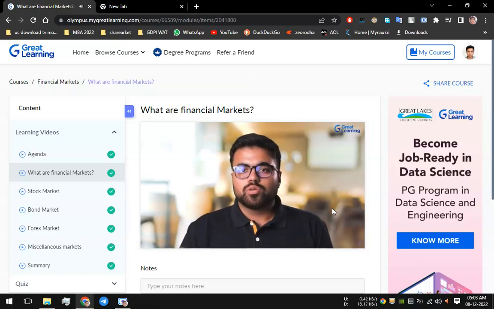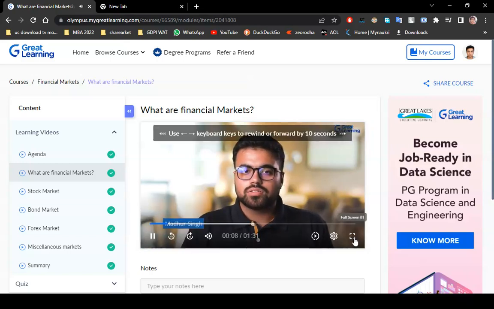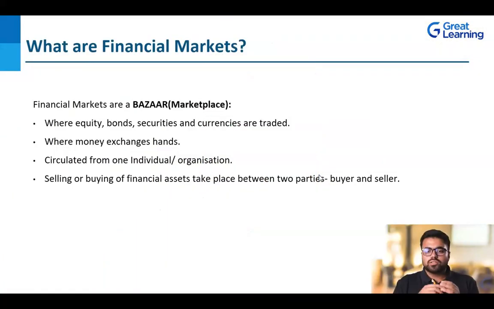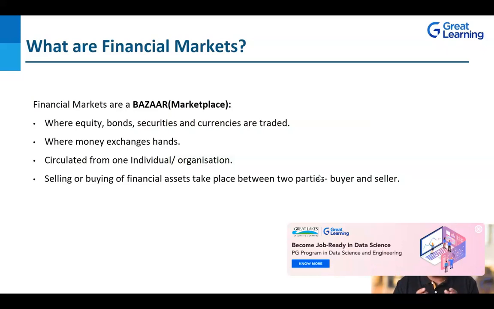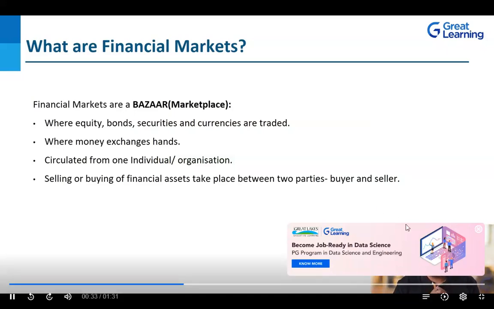So we'll start off by knowing what exactly are financial markets. We can consider financial markets as a marketplace or a bazaar, right? We go to various supermarkets. A supermarket has various components, like we have groceries, vegetables, fruits, various cleaning items, and all of this is in one particular place, right? But similar to this, we have financial markets. All the equities, bonds, securities, currencies are traded at one particular place called the financial markets.